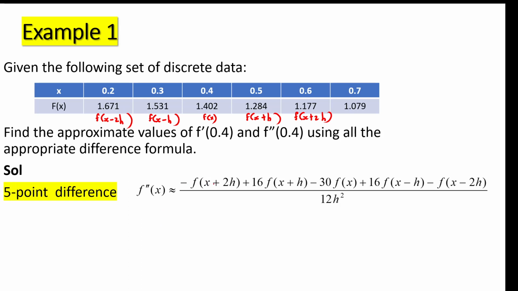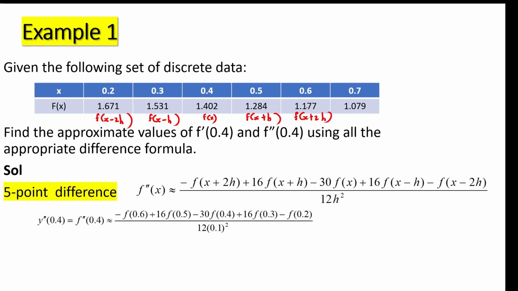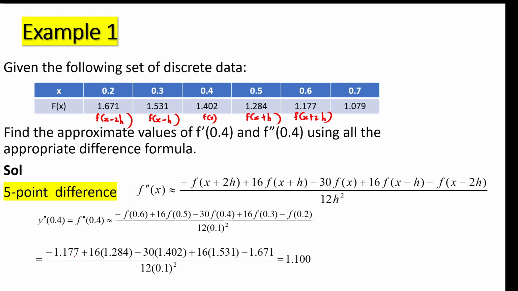Then negative f(x+2h), so it will be negative 1.177, plus 16 times f(x+h), so here 16 times 1.284, minus 30 times f(x), so minus 30 times 1.402, and then plus 16 times f(x-h), so you have 16 times 1.531, and then minus f(x-2h), so minus 1.671, divided by 12 h squared.